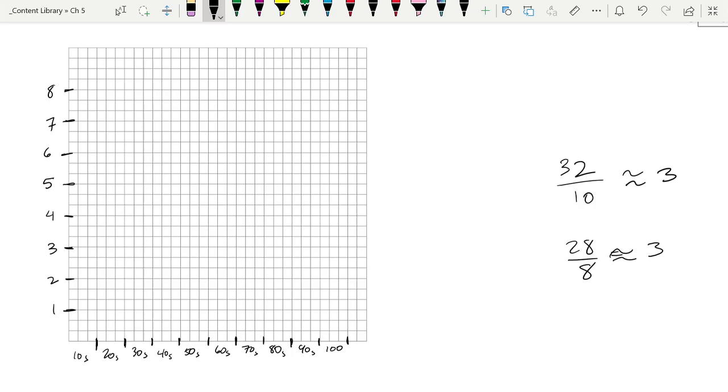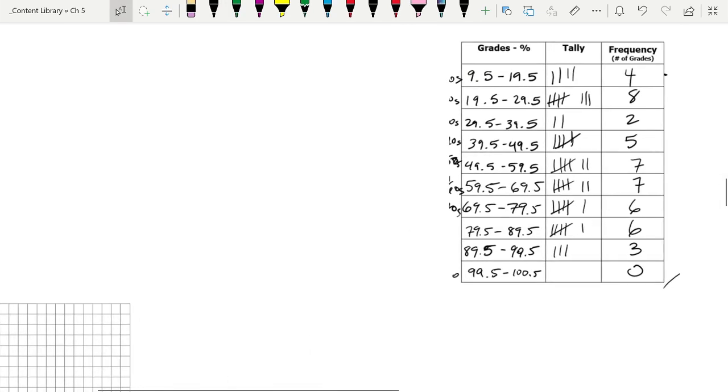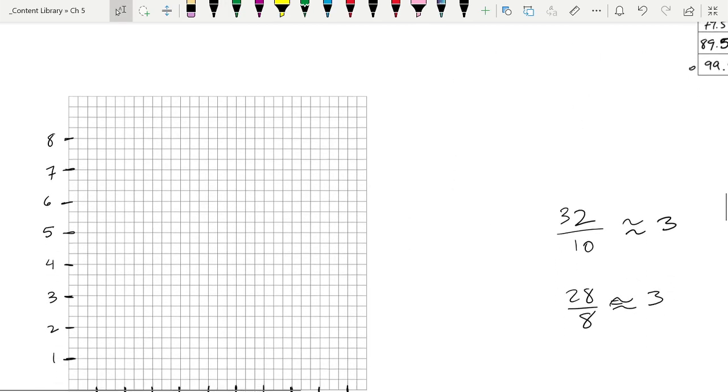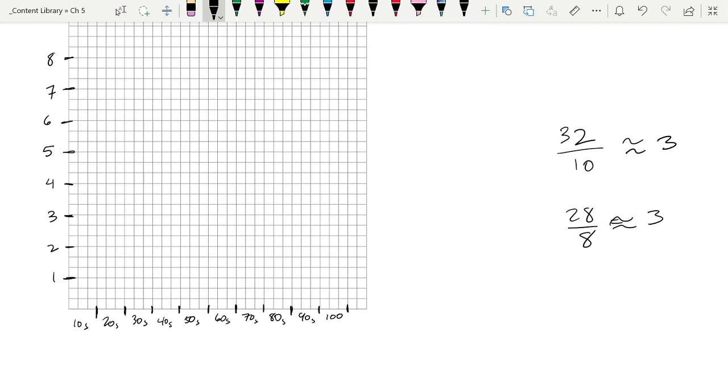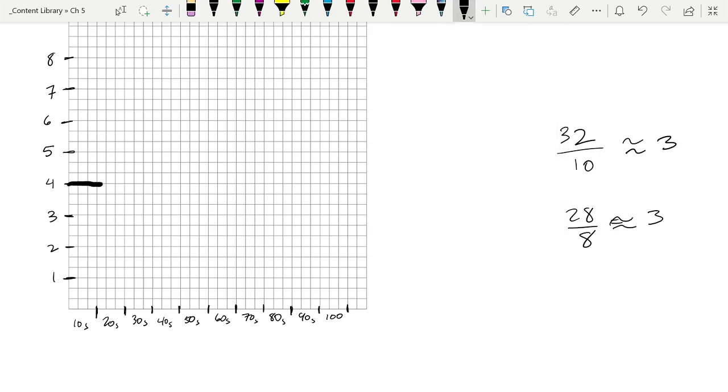And there we go. Okay, let's put in our bars for our bar graph. How many people were in the tens? 4. So I need a bar that goes up to 4. I'm going to make a fatter pen so that this is easier to see here. And there's my bar for 4.